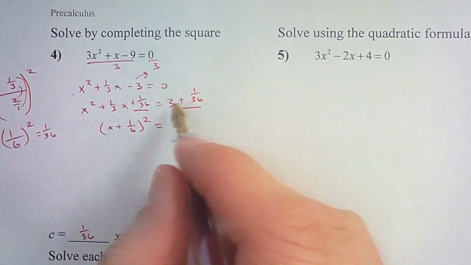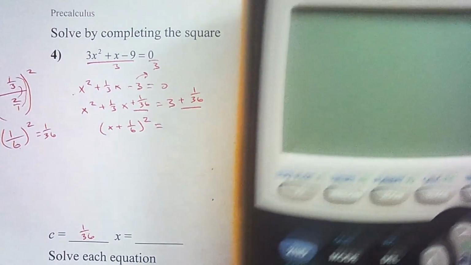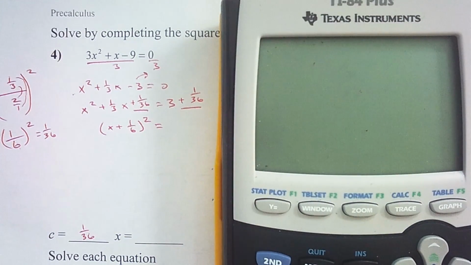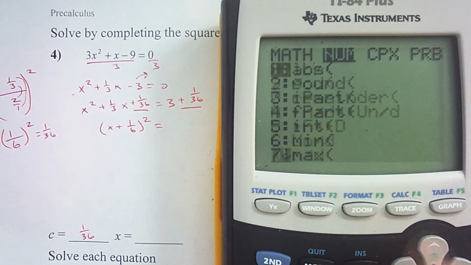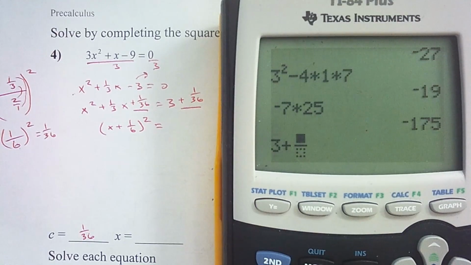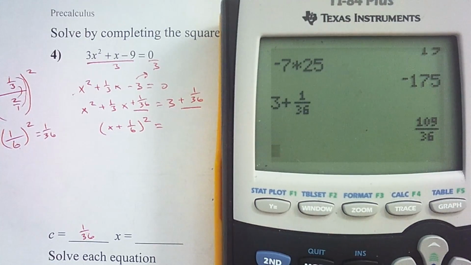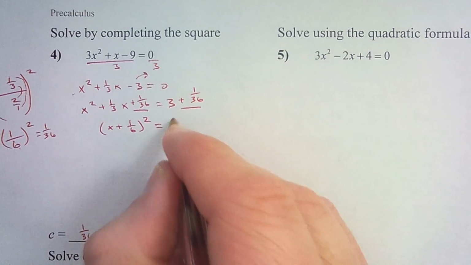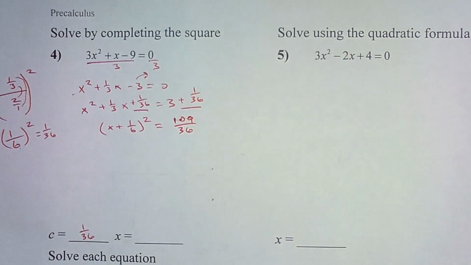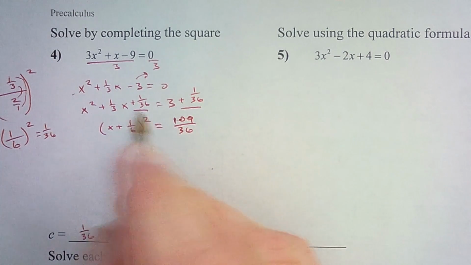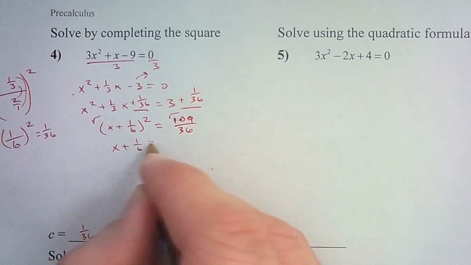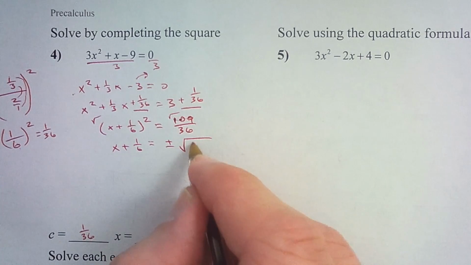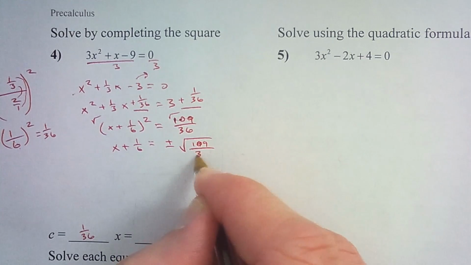Then 3 plus 1 over 36. Let's just use the calculator for that. 3 plus, and then I'll use the math key over to number, down to the bottom, get my fraction 1 over 36, and I get 109 over 36. So now I can get rid of this squared by doing a square root. So I get x plus 1/6 equals plus or minus the square root of 109 over 36.